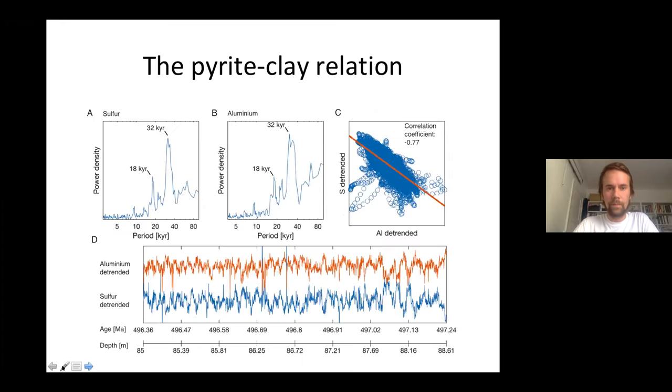So here I've analyzed the same interval for aluminium, and I also find the same two peaks. And as you can see here, they are inversely correlated. They are negatively correlated. So we don't know which element dilutes the other element in this case. But we just chose sulfur because it's more pronounced in the spectrum. So we don't know if it's, for example, a flux in the clay elements which is varying cyclically and then diluting the pyrite content which comes from another source, or if it is the opposite. We cannot know this at the moment.